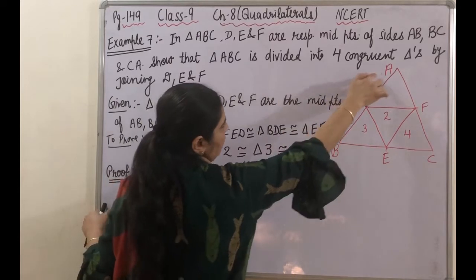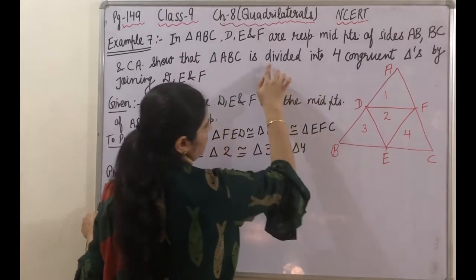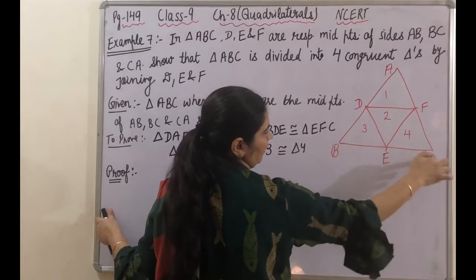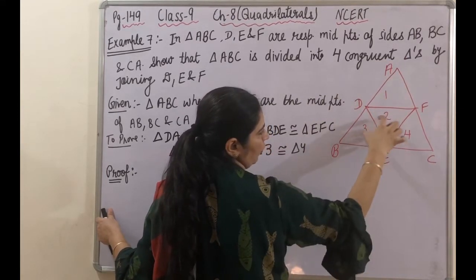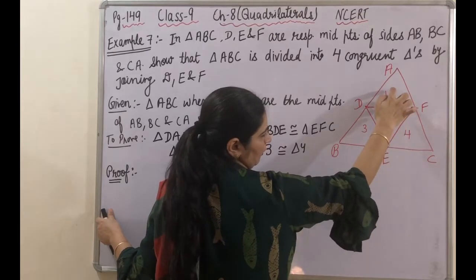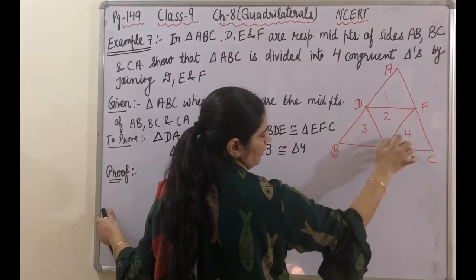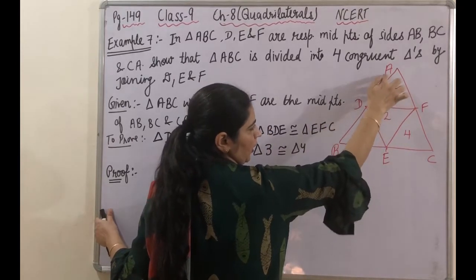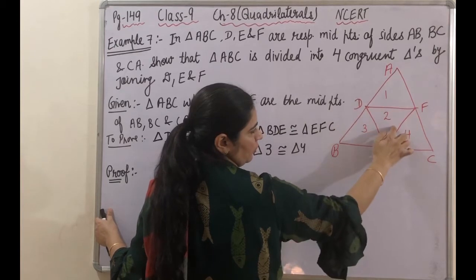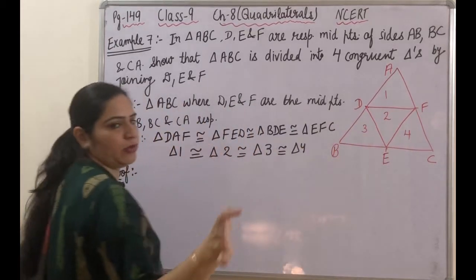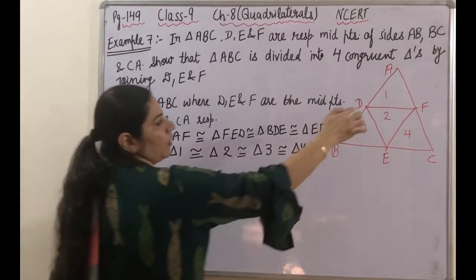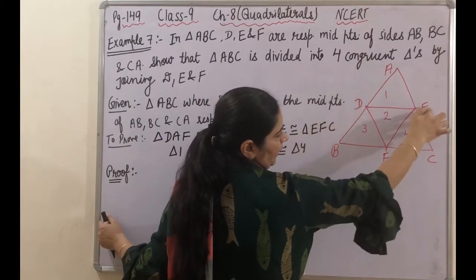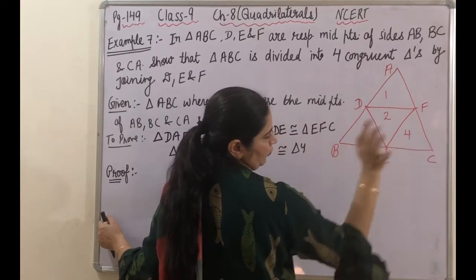triangle ABC is divided into 4 congruent triangles. We have to prove that all these triangles are congruent. Here I have given the names of the triangles as 1, 2, 3 and 4, so that there will be no confusion. This one is ADF, 2 is DFE, and 3 and 4 are the other two.